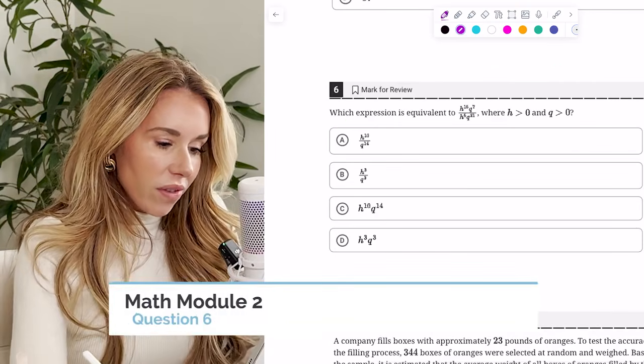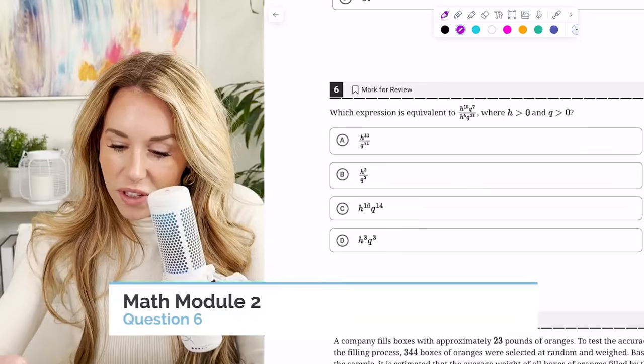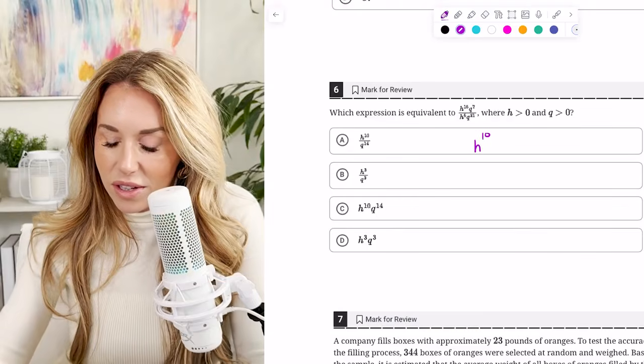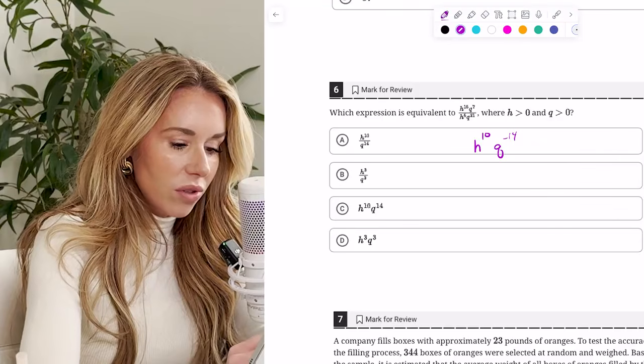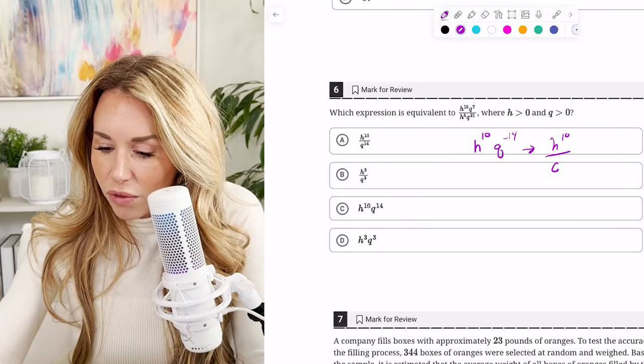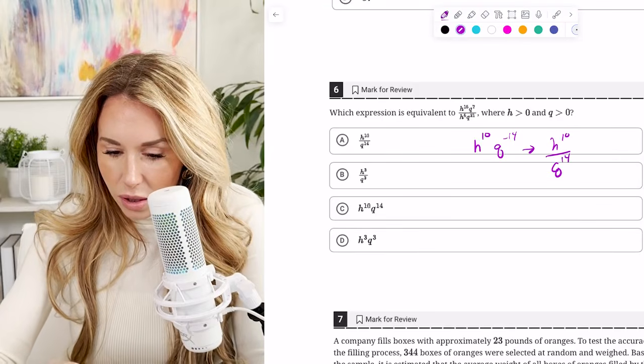Which expression is equivalent to that? Okay, exponent rules. 15 minus 5, that means we have h to the 10th. 7 minus 21 would be q to the negative 14th, which essentially means it's h to the 10th over q to the 14th. That's A.